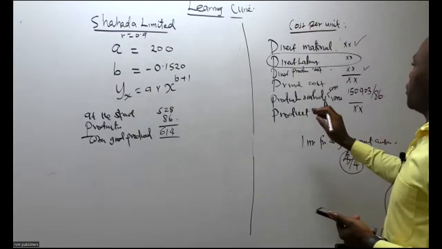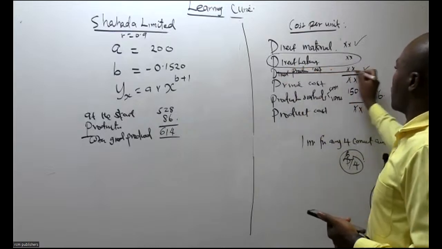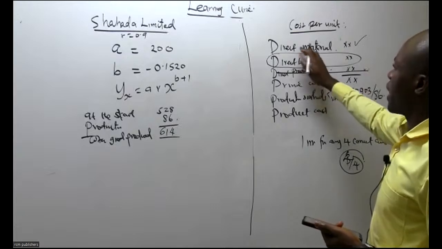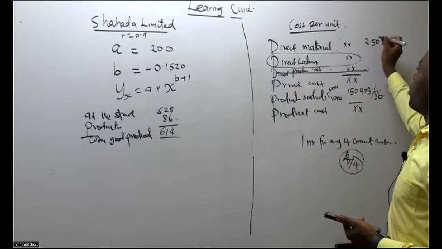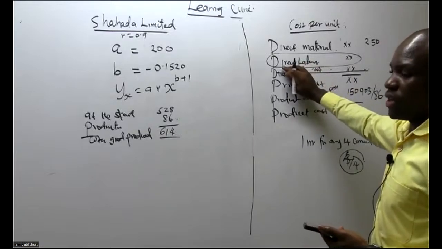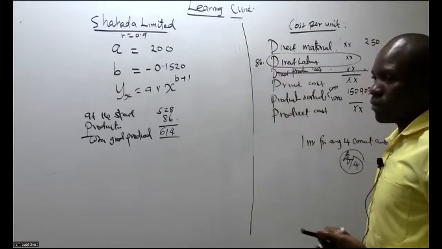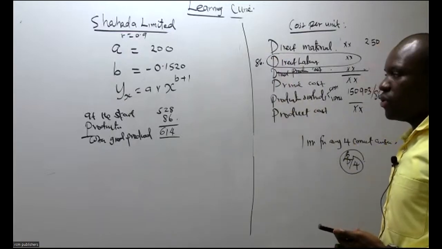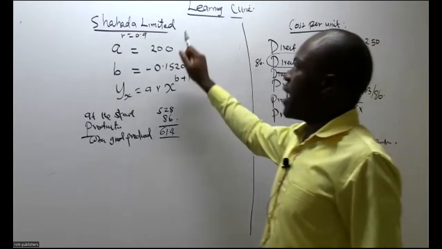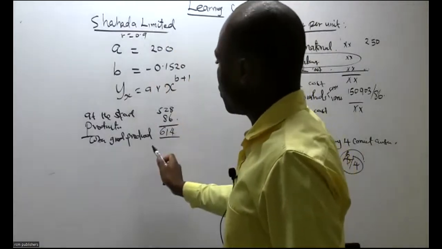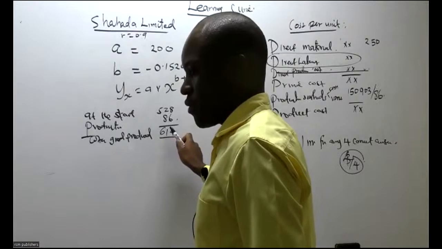When I come to direct, this one here is not there in our question, so you're not going to deal with it. Direct material, we have been given 250 per unit. So direct labor is what we need. But the units produced in that particular period are 86. So what do we need to do? We need to apply the learning effect to get the time taken to produce the 86 units.